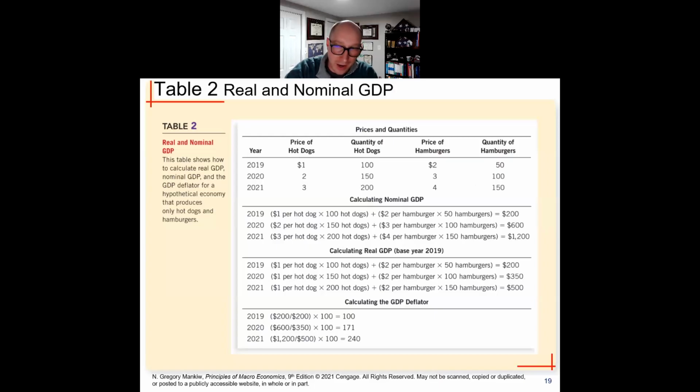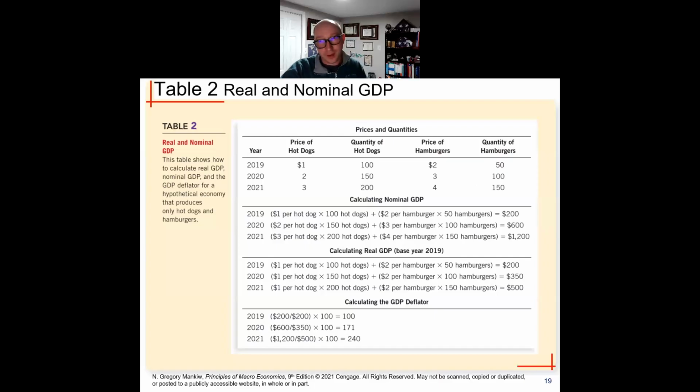We also see the price of hamburgers going up as time goes on, from $2 back in 2019 to $3 in 2020 and to $4 in 2021. Related to that is the increase in the quantity. Remember, the quantity goes up, but so does the price. Why does the price go up? More consumption and also inflation.